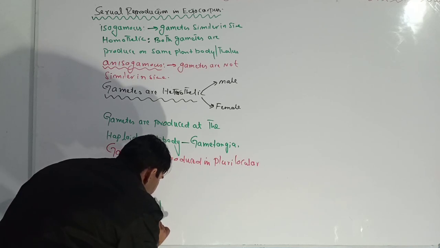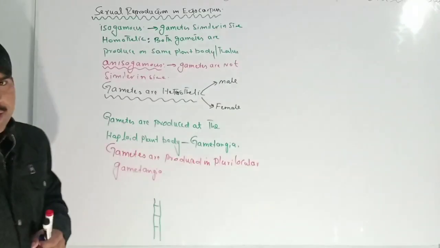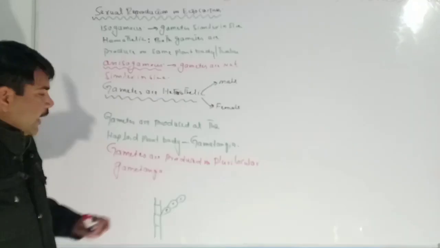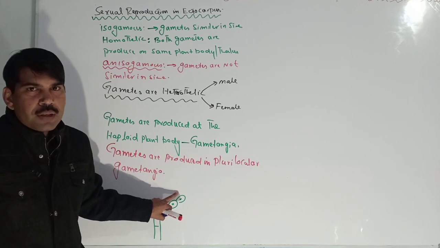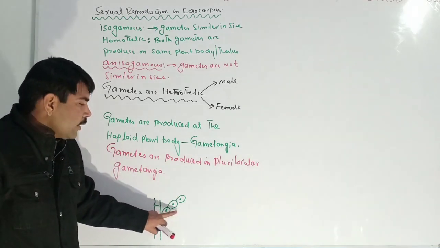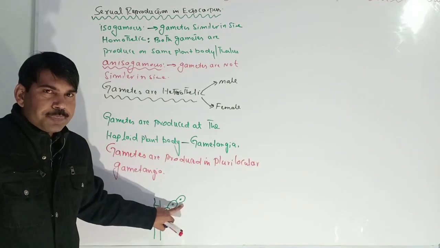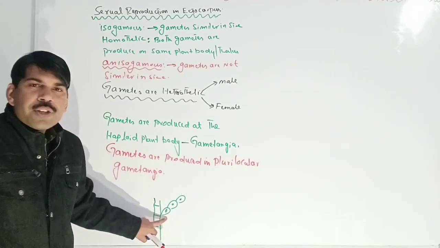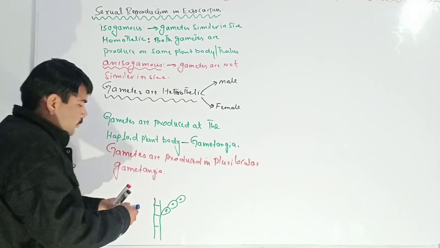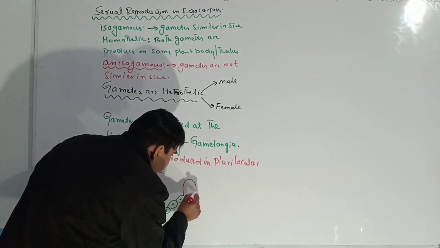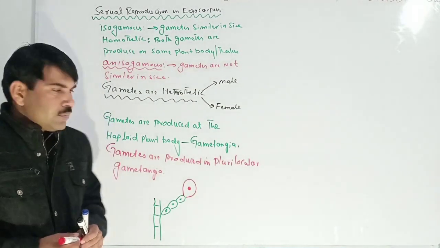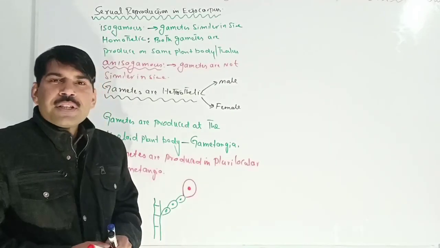For example, this one is a plant body of Ectocarpus, which is haploid, and these are the branches of the haploid plant body. Plurilocular gametangia are always produced at the tip or terminal part of the short branches of Ectocarpus. So here the plurilocular gametangium is now going to produce the gametes. How will this gametangium produce the gametes?